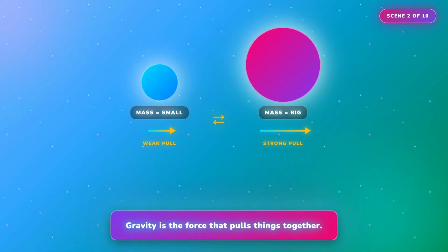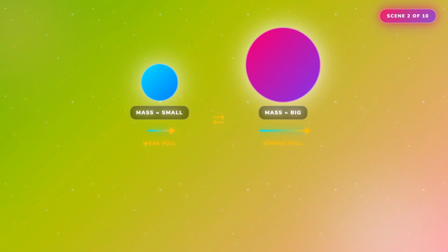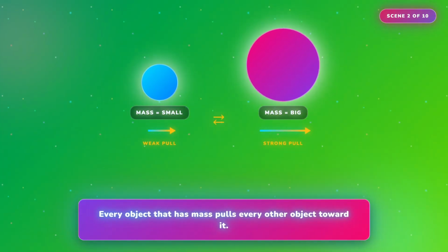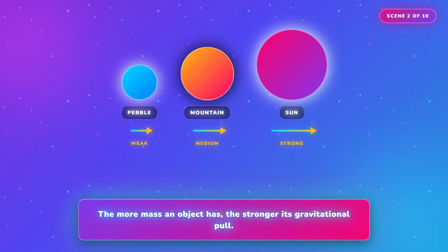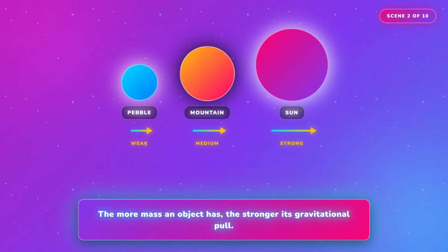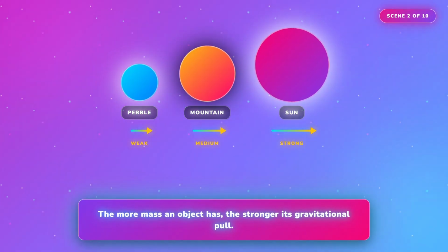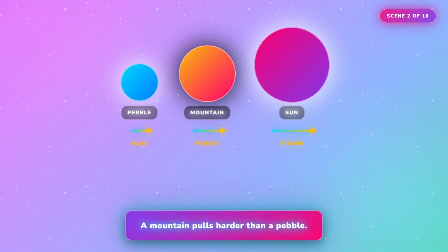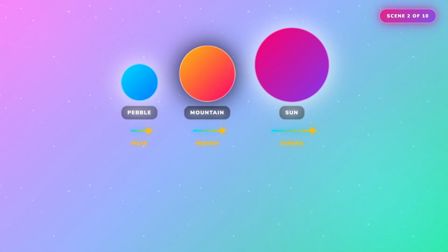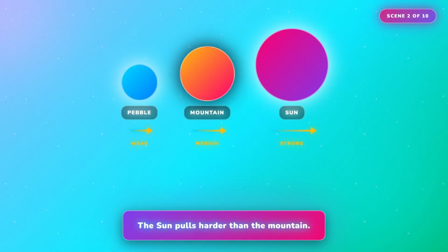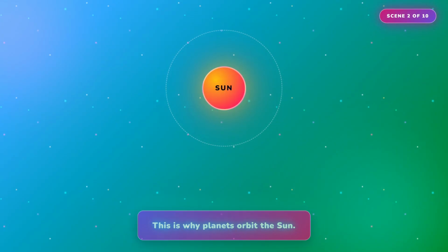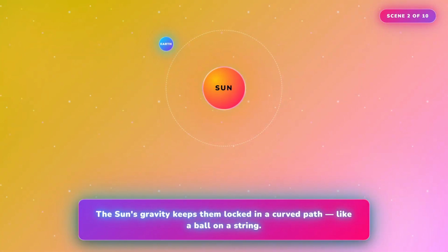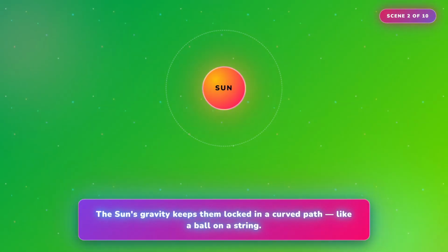Gravity is the force that pulls things together. Every object that has mass pulls every other object toward it. The more mass an object has, the stronger its gravitational pull. A mountain pulls harder than a pebble. The sun pulls harder than the mountain. This is why planets orbit the sun. The sun's gravity keeps them locked in a curved path, like a ball on a string.